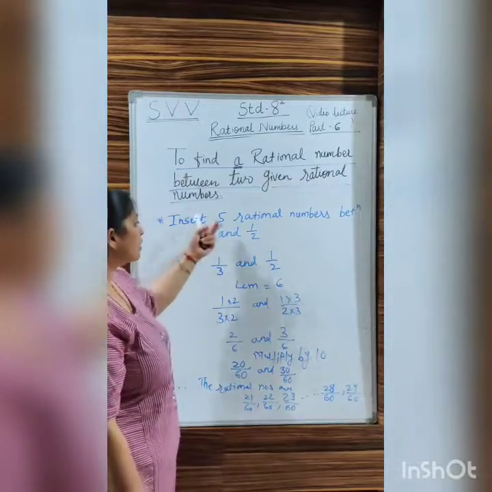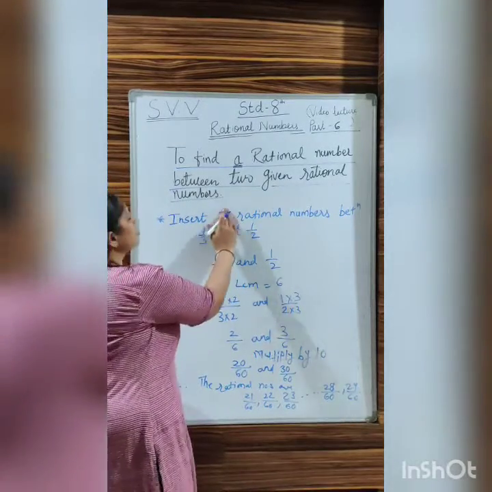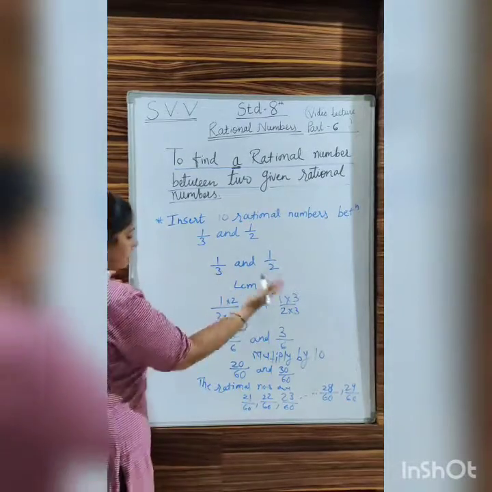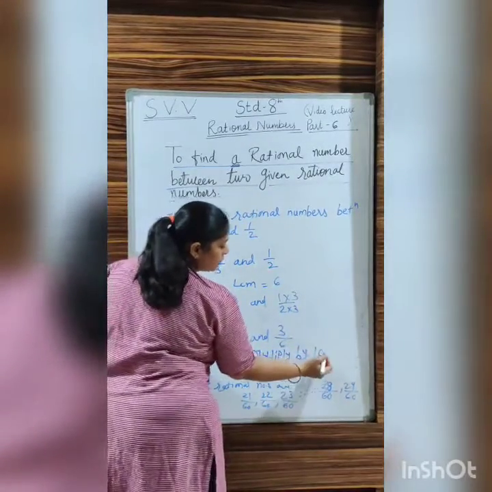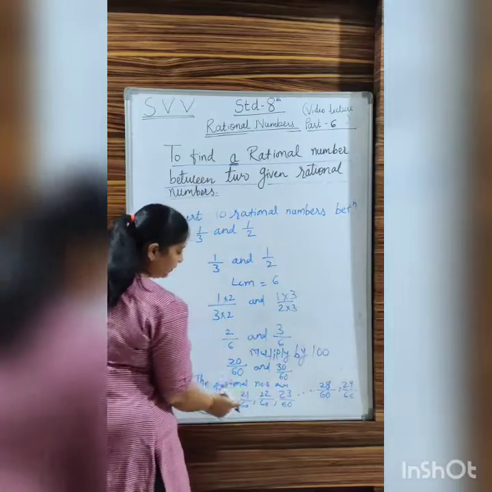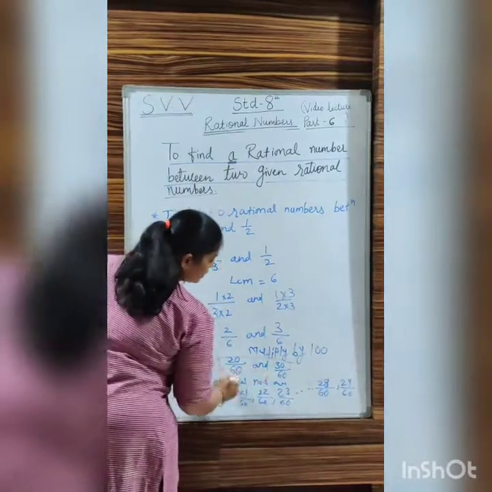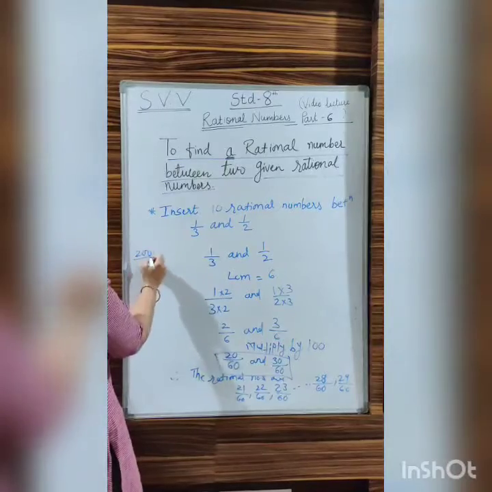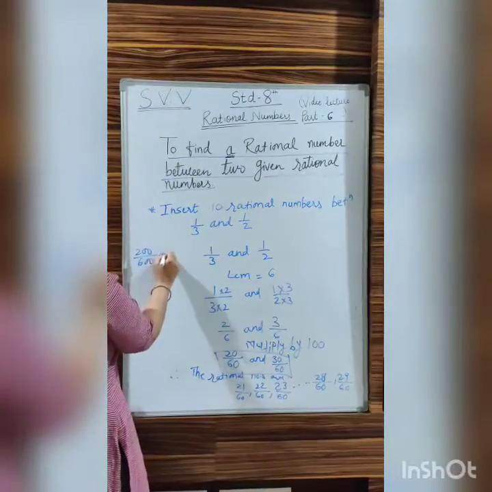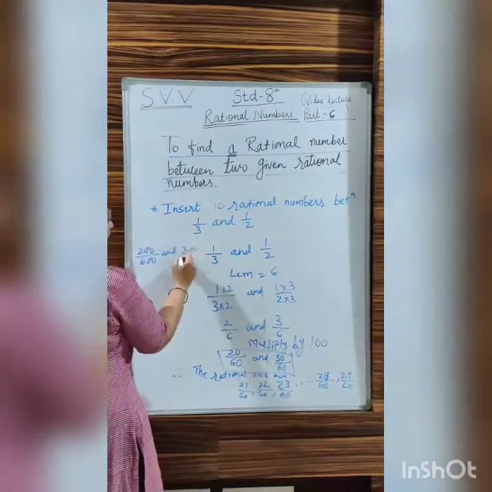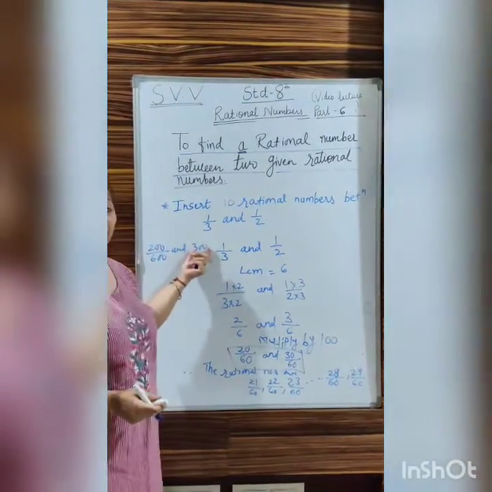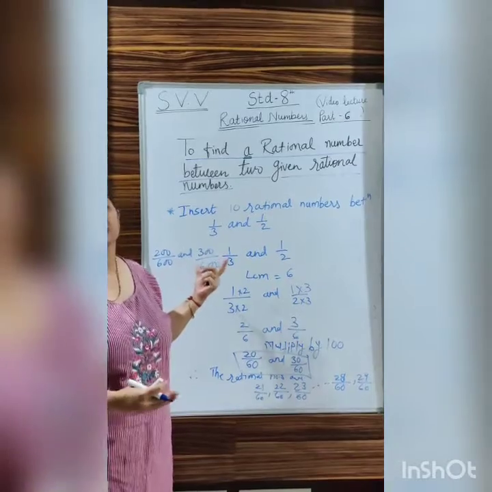The same way, instead of 5, if I ask you to find 10 rational numbers, what do I have to do? I have to multiply by more than 10. Suppose I will multiply here by 100. So what will be this numerator? Instead of 20 by 60, it will become 200 by 600 and it will become 300 by 600. So now between 200 and 300 you have 99 rational numbers.